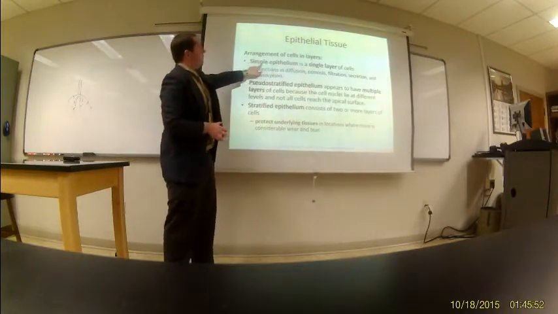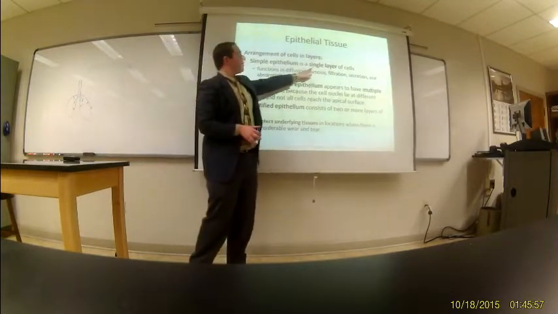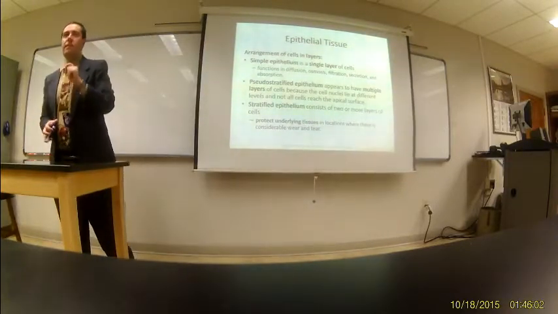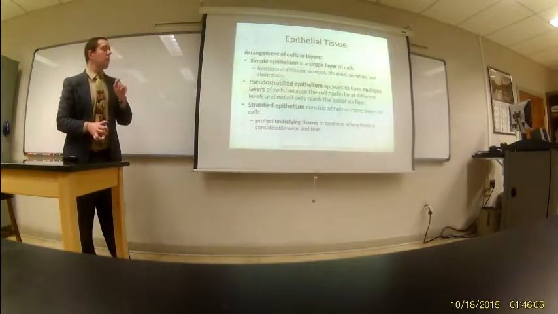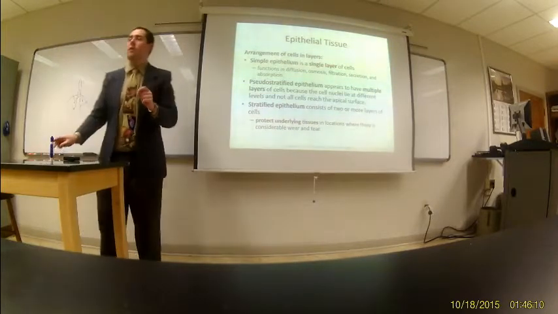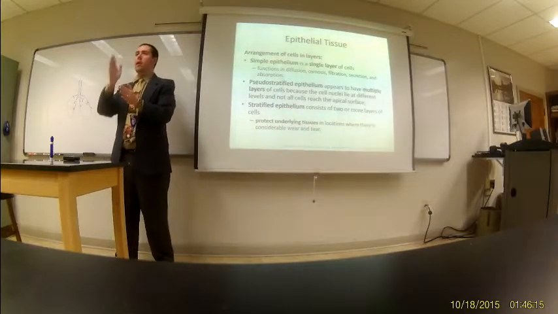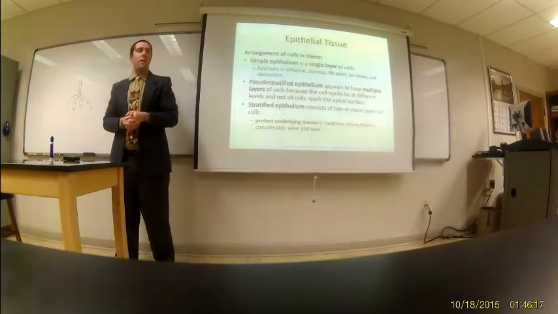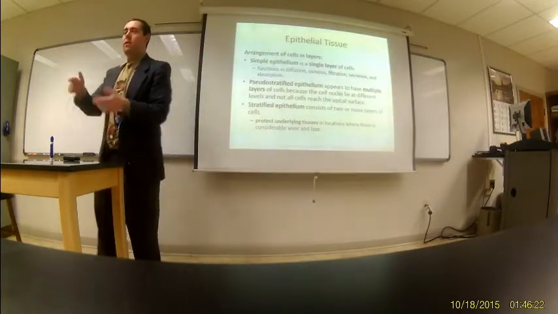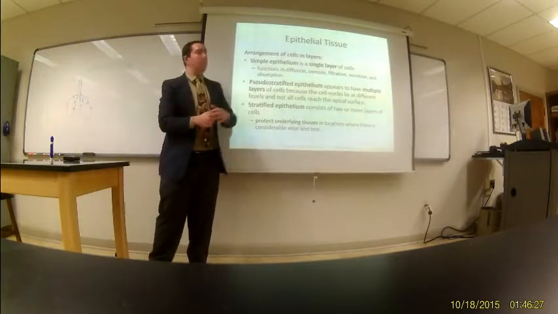So based on the number of layers, we can say something is a simple epithelium, meaning that it has a single layer of cells. A simple epithelium has one layer of cells. And it only has one layer because whatever that epithelium is designed to do, it's probably allowing something to cross it. If we are going to allow something to diffuse across it, you can't have a big thick thing for whatever it needs to diffuse to get in.